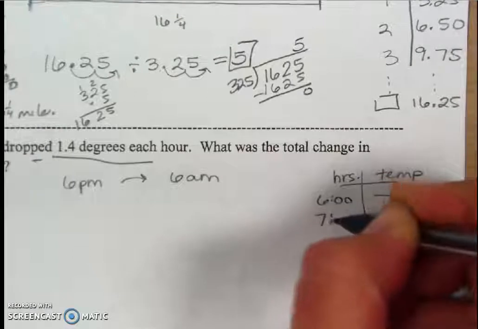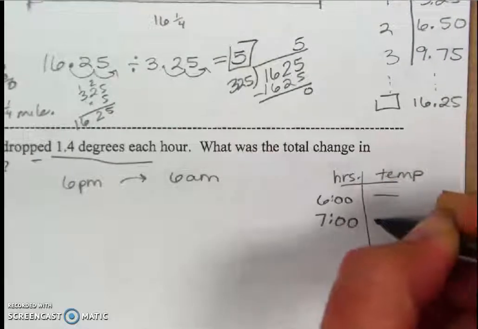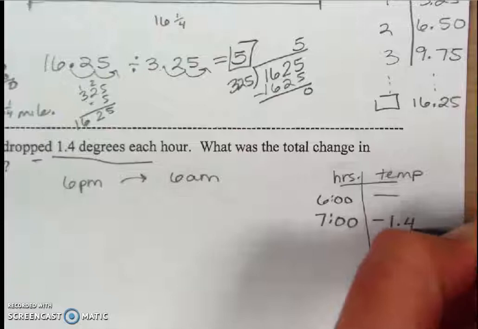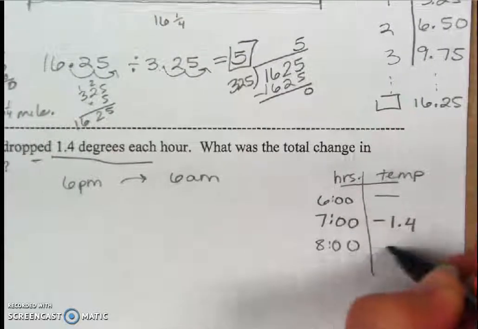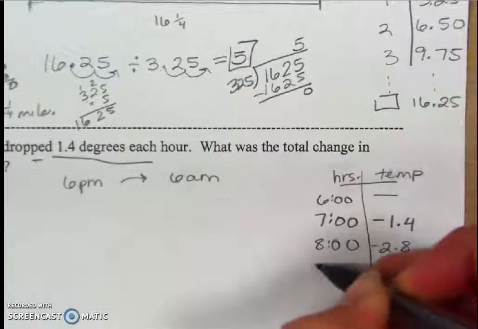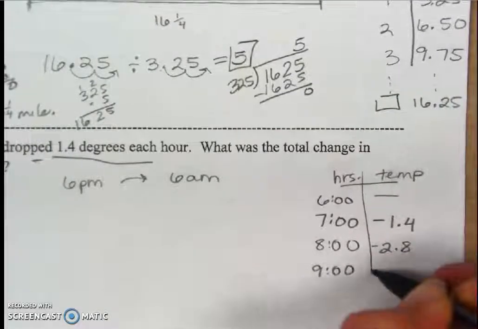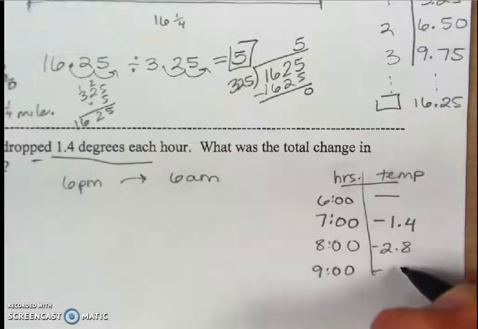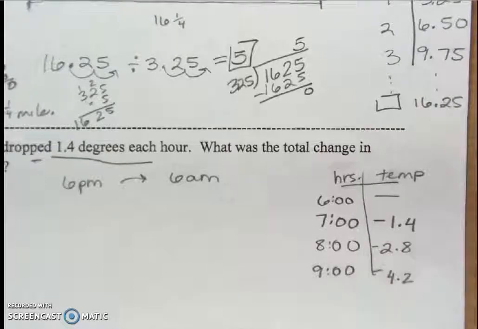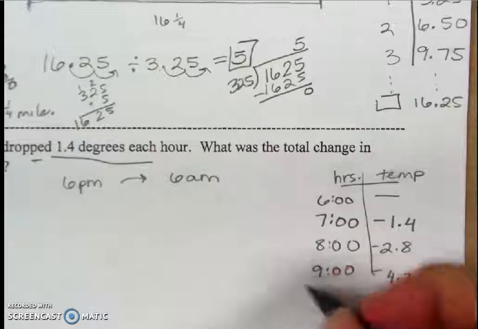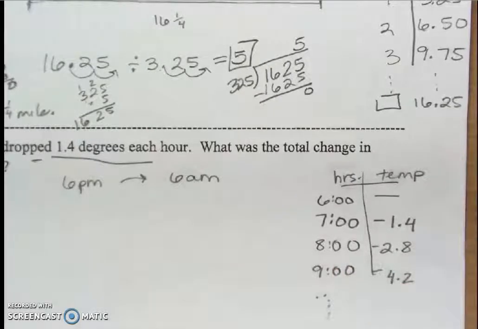But we know an hour later, so at 7 o'clock, it was down 1.4 degrees from wherever it started. At 8 o'clock, it would have been down 2.8 degrees. At 9 o'clock, it would have been down, let's see, what's 1.4 plus 2.8? That's going to be 4.2. Is that right? And so we could see that we keep going here, and we keep adding 1.4 for every single hour. And so if we know how many hours it's going to take, then we can just multiply that.